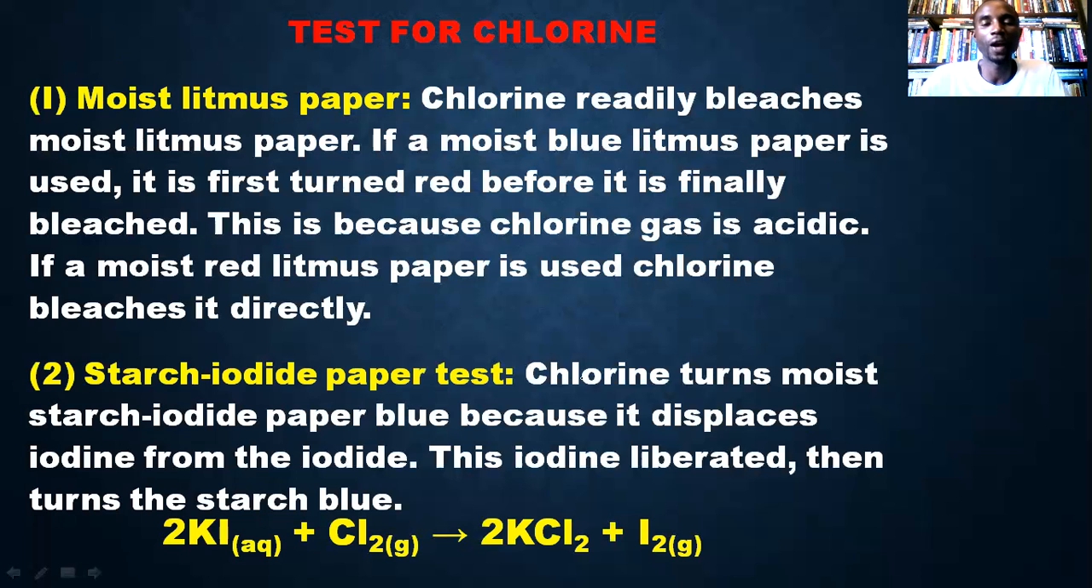All right, when we use starch iodide paper test, chlorine turns moist starch iodide paper blue because it displaces iodine from the iodide. Of course, we have said that before, displacement being one of the properties of chlorine. So the iodine is liberated, then turns the starch blue. You can see the equation for the reaction. It will displace the iodine, forming potassium chloride, and the iodine will be liberated, and it will be blue, of course.